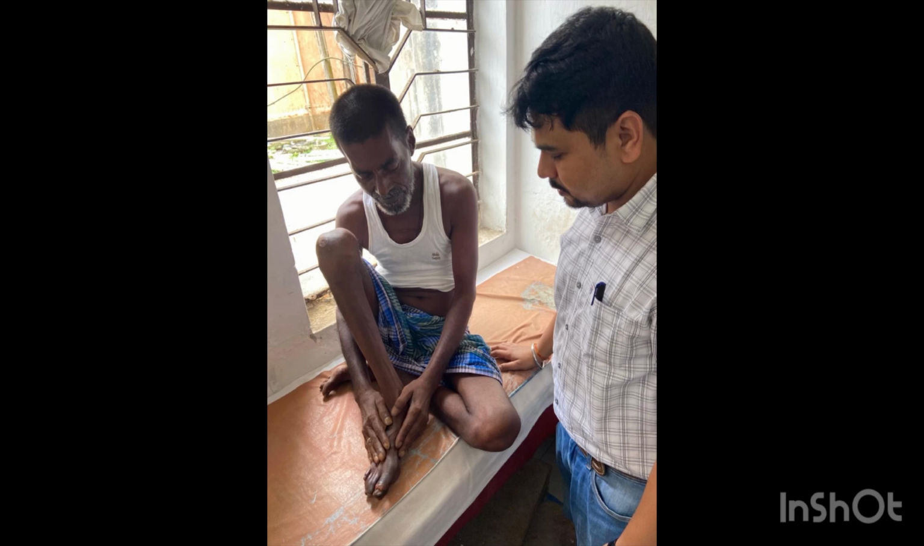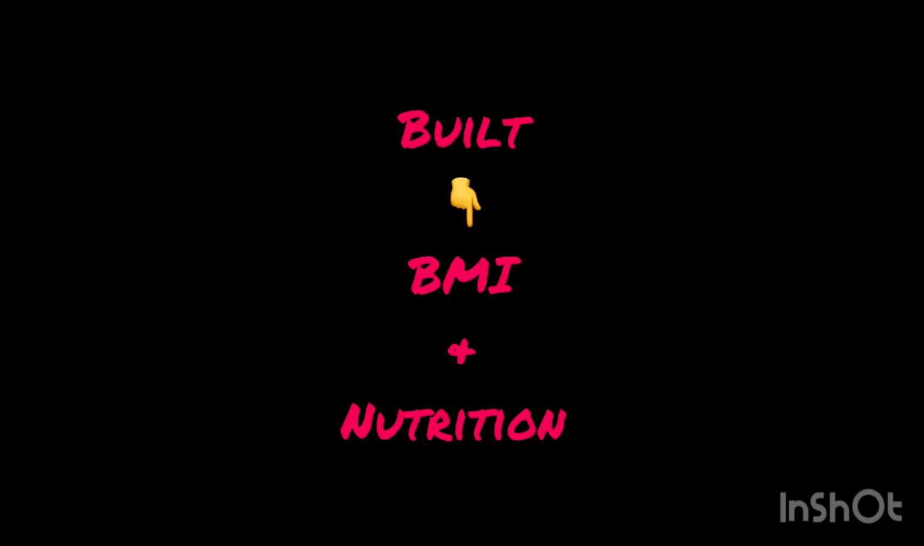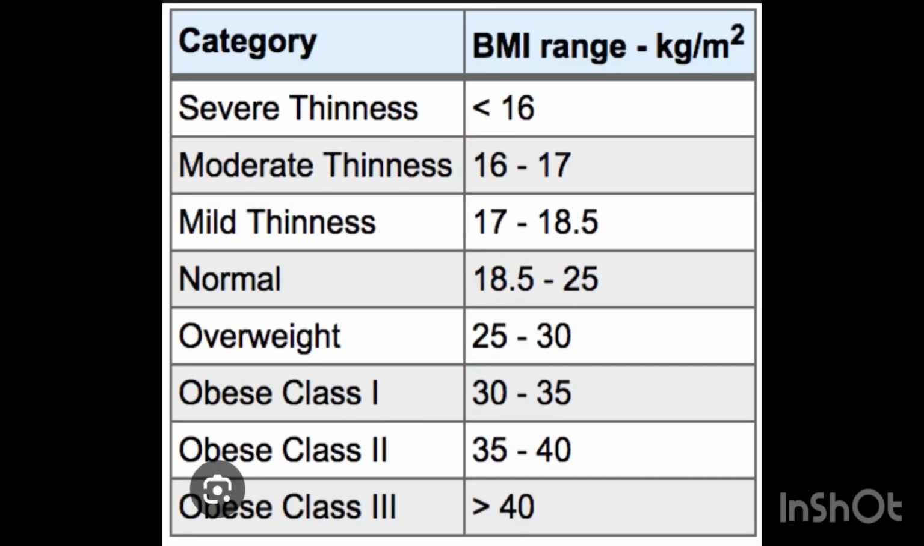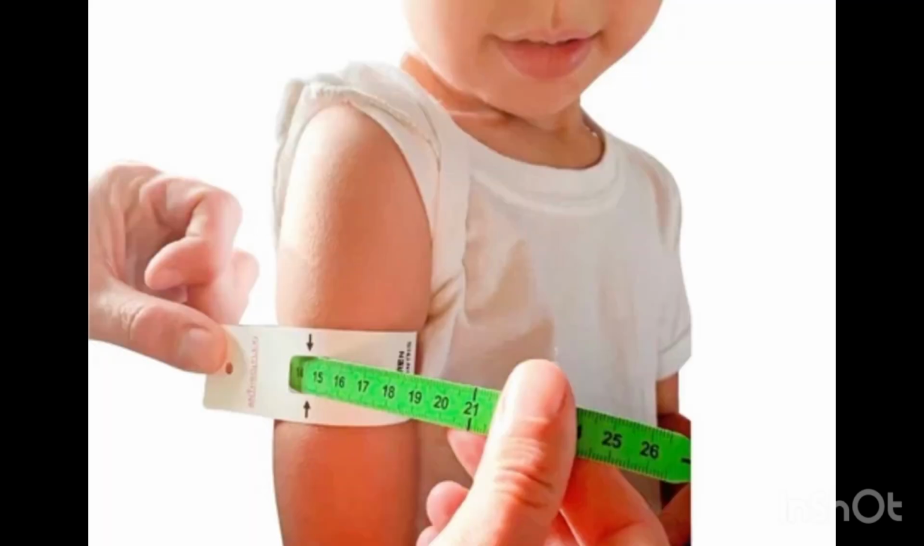Next parameter is built, that is measured by BMI and nutrition. BMI is weight by height square. If it is less than 18.5, that is underweight. If it is in between 18.5 to 25, that is normal. If it is more than 25, that is obese. This is mid upper arm circumference. If it is more than 23 in males, that is normal. If it is more than 22 in females, it is normal.